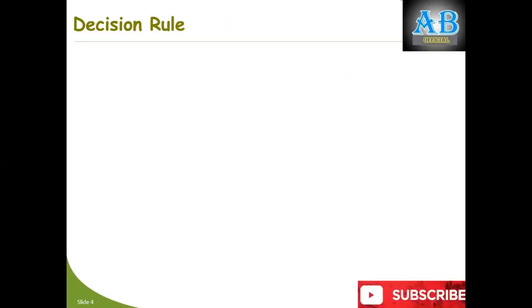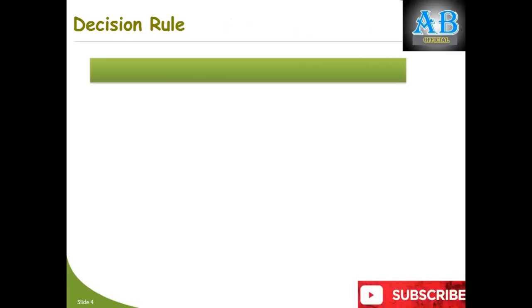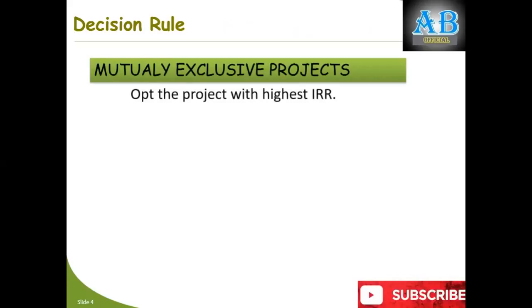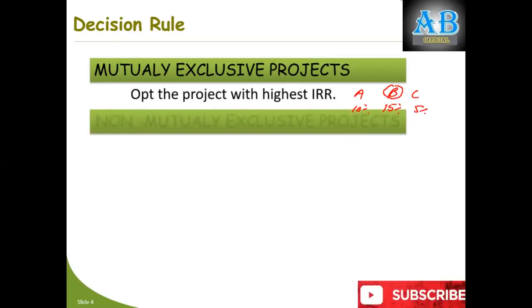Now, what is the decision rule? If we have mutually exclusive projects, in that case we will opt for the project with the highest IRR. Let's assume we have three projects, project A, B, and C. Their IRRs are 15%, 10%, and 5%. In that case, project B will be opted because its IRR is highest.